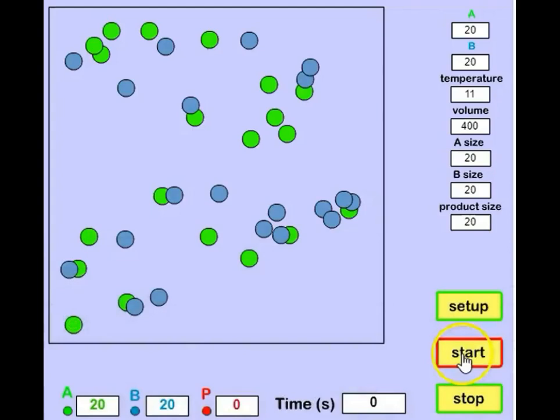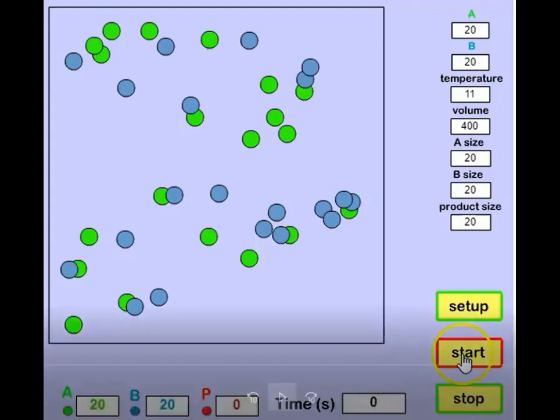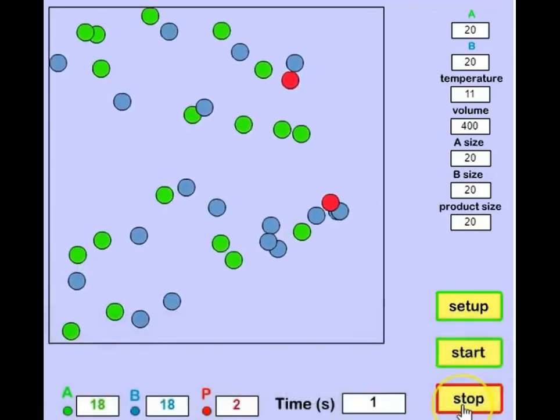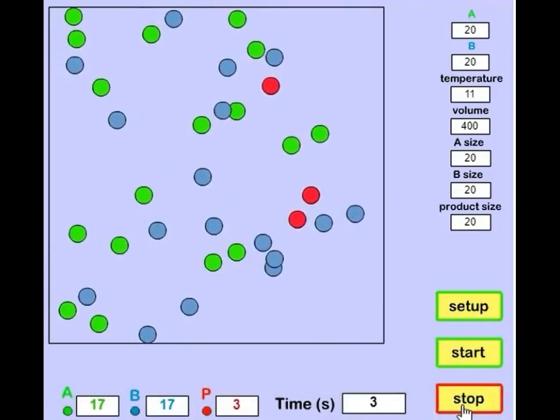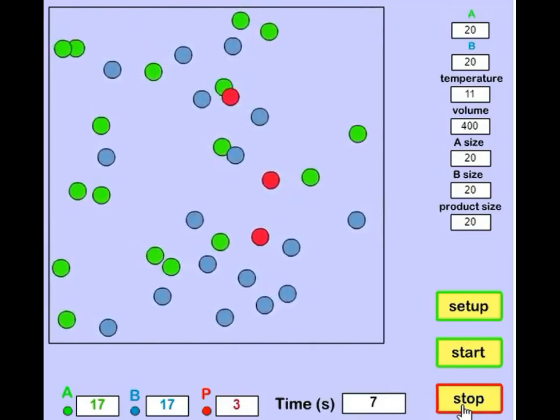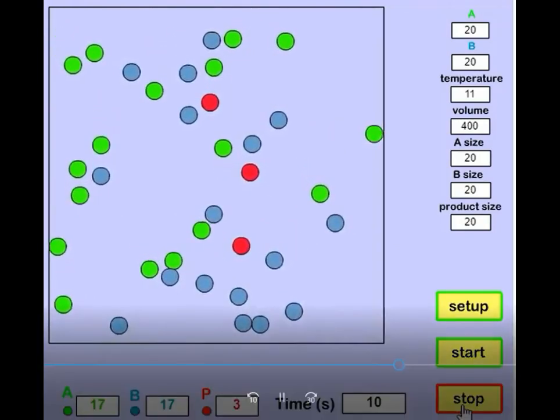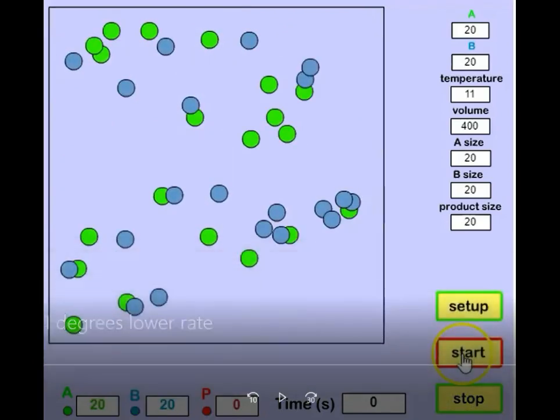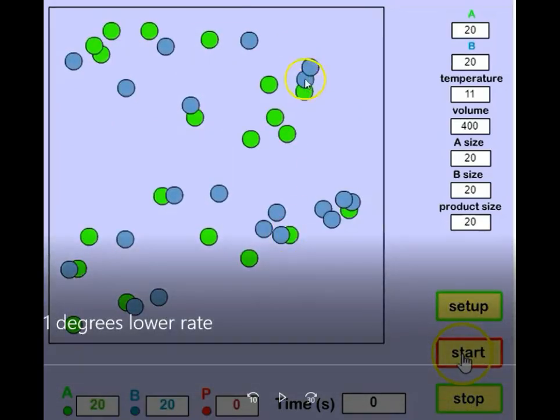Okay, we'll let this play through once. Notice where the particles form, and then we'll play it again to see the collisions. It's at 11 degrees. Okay, we'll do it again. Notice these particles here and this one here. When they meet right at the beginning, they're going to form the first product.